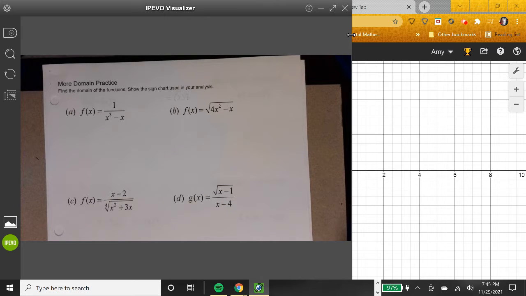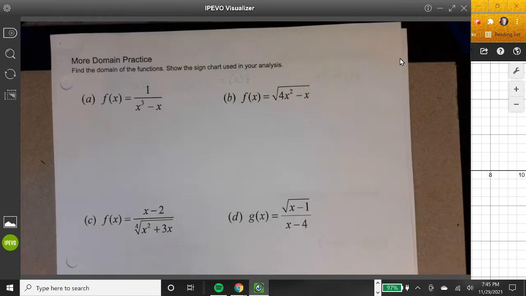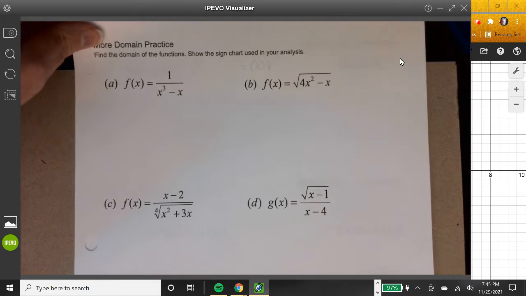Right, I'm going to do a video here where we do more domain practice, and I'm going to talk about symmetry and boundedness, which are two or three more properties of functions, okay? All right, so let's do the domain practice first.